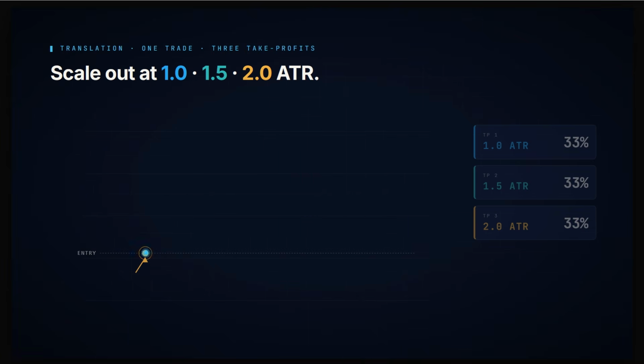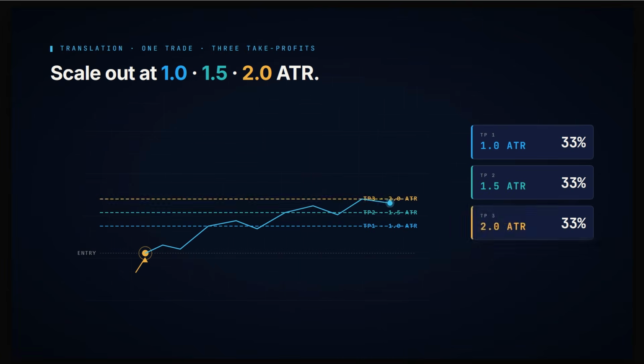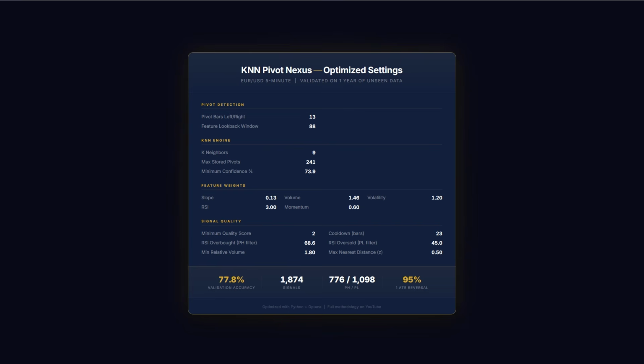This could, for example, be directly translated into 3 different take profits you can play here. Take 1/3 profit at 1 ATR, 1/3 at 1.5 ATR, and 1/3 at 2 ATR. Now, I know you are waiting for the actual settings. Maybe pause the video and copy these into your 5-minute Euro-US dollar chart where you have applied the KNN Pivot Nexus indicator.